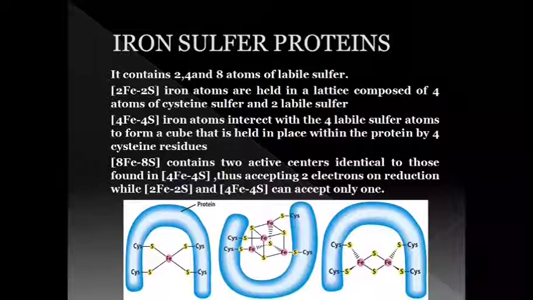Whereas the third type is the 8 iron 8 sulfur cluster. This protein contains 2 active centers, so it can accept 2 electrons on reduction, whereas the other 2 clusters can accept only 1 electron.